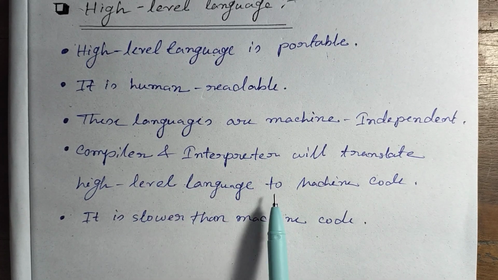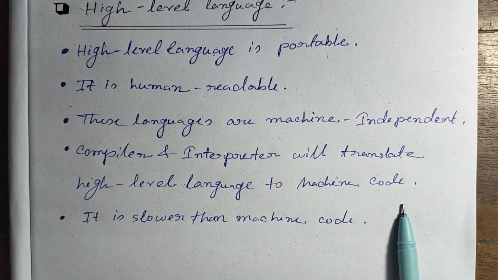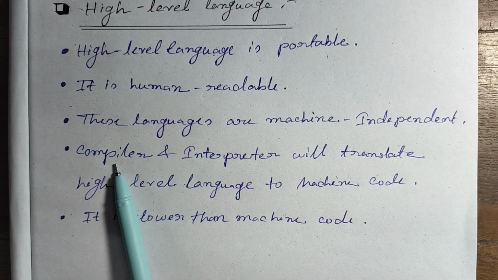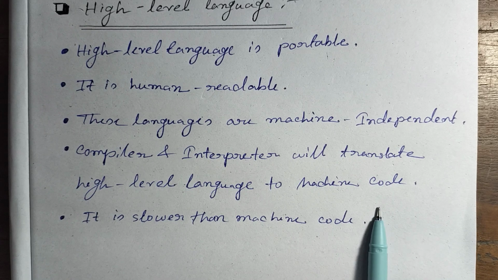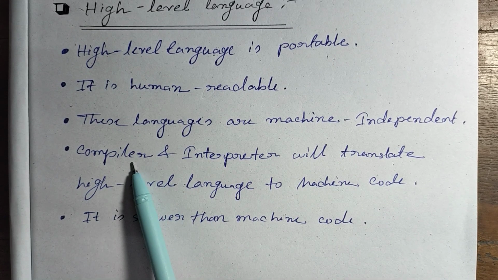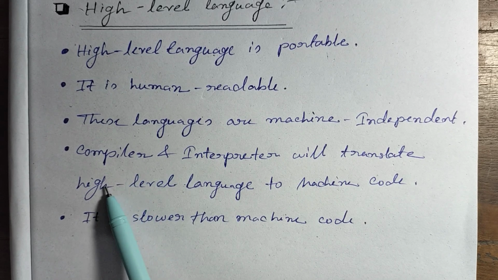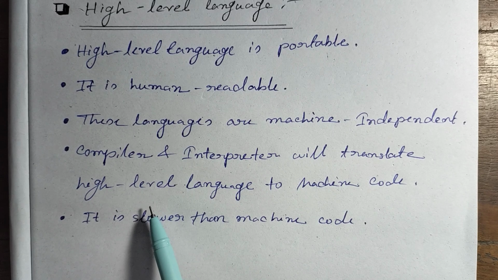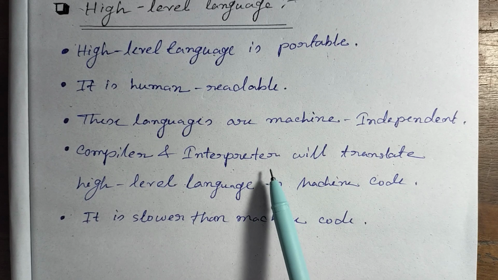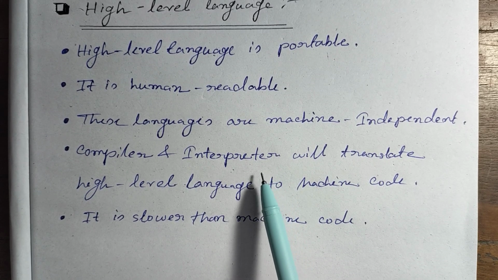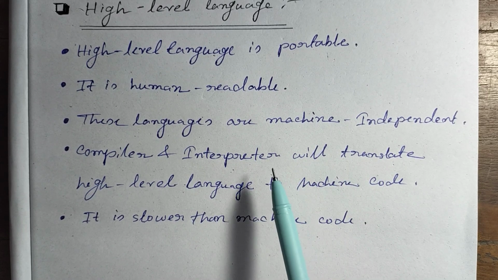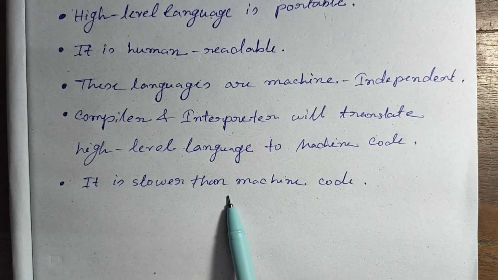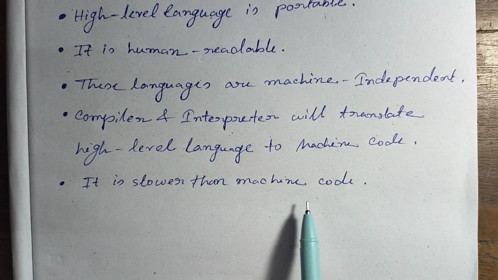A compiler and an interpreter will translate high level language to machine code. So we see that in all types of language we have to translate to machine code. For high level language we have a compiler and an interpreter to translate it to machine code. With a compiler, we translate it to an object file, and then translate it to machine code. Then the computer can give us the output. But an interpreter does not translate it all to machine code. It reads the program line by line and then executes it. It is slower than machine code because we have to translate it to machine code. That's why it is slower. So thank you.